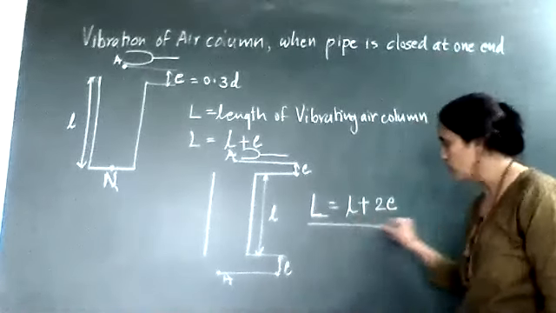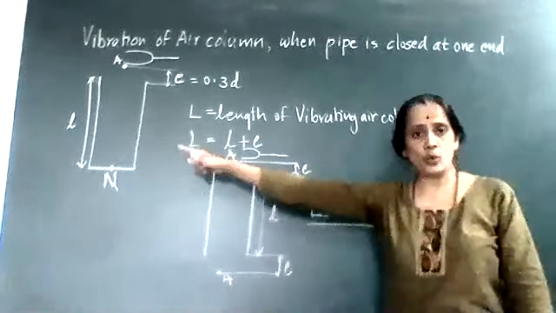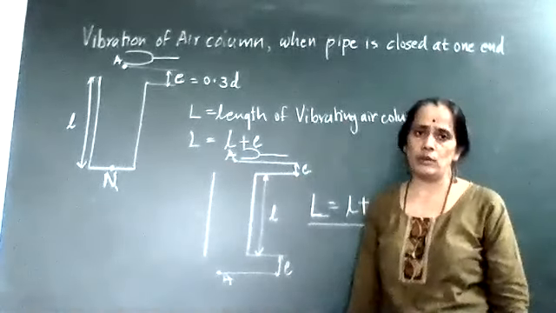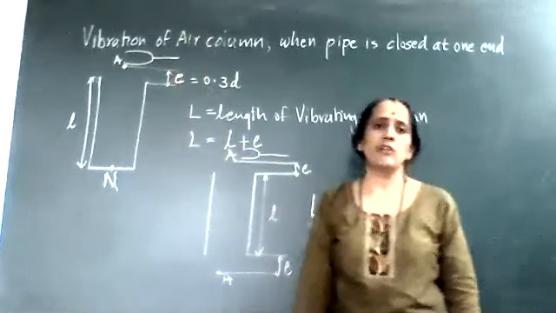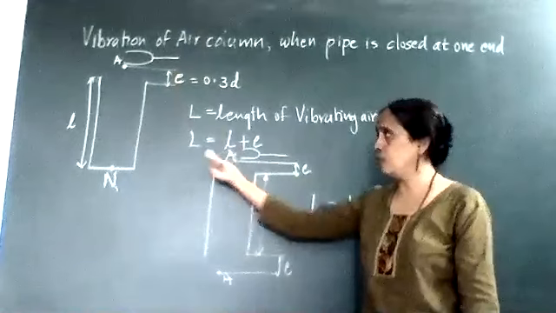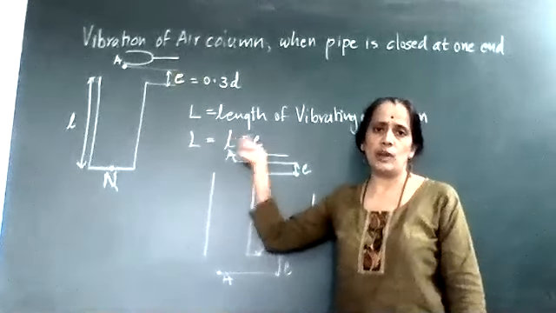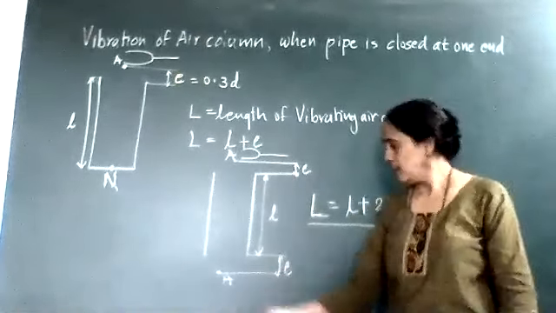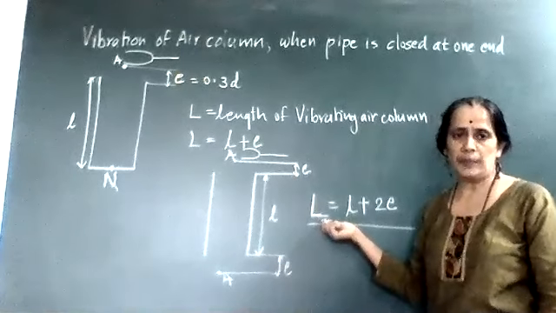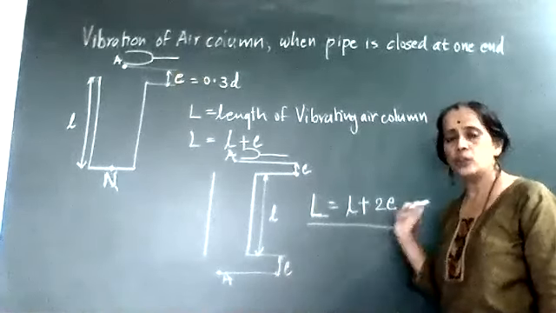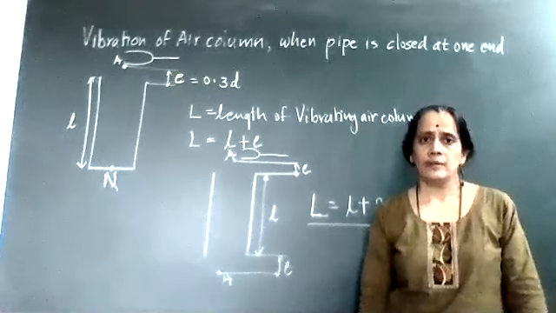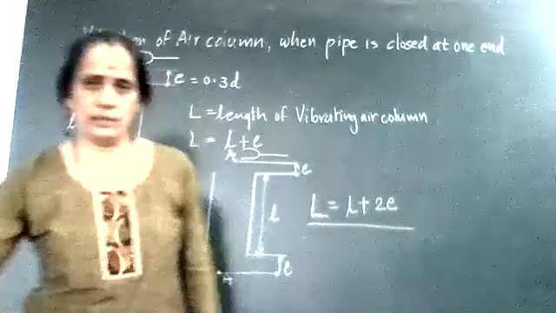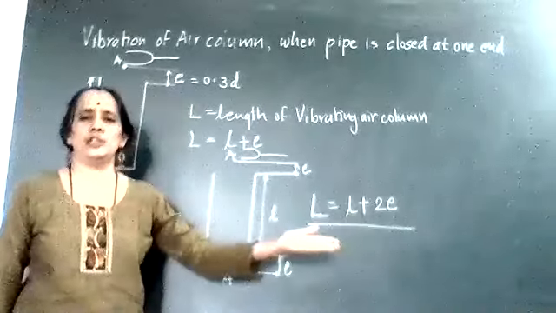So you have to note this down very carefully. When the pipe is closed at one end, at the closed end there is a formation of node, and at the open end there is a formation of antinode. Therefore, your capital L will be nothing but small l plus E. And when the pipe is open at both the ends, at that time, your length of air column, capital L, is equal to small l plus 2E.